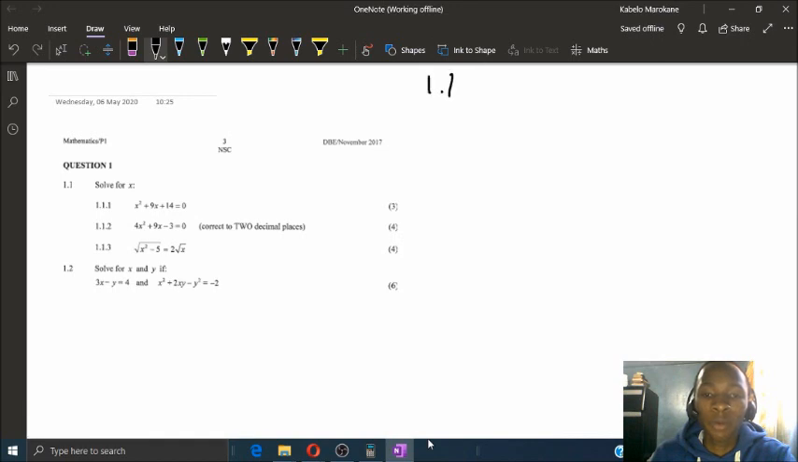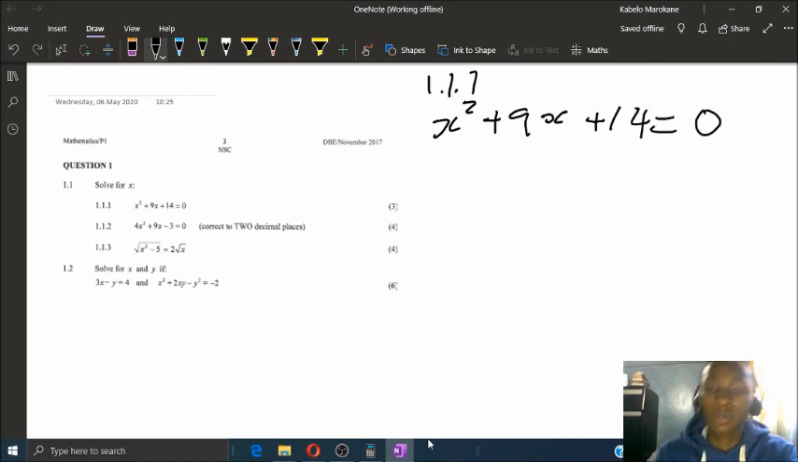Question 1.1.1. It says x squared plus 9x plus 14 is equal to 0. So what we have to do is to solve for x. Now this is a quadratic equation and we are going to use the factorizing method.